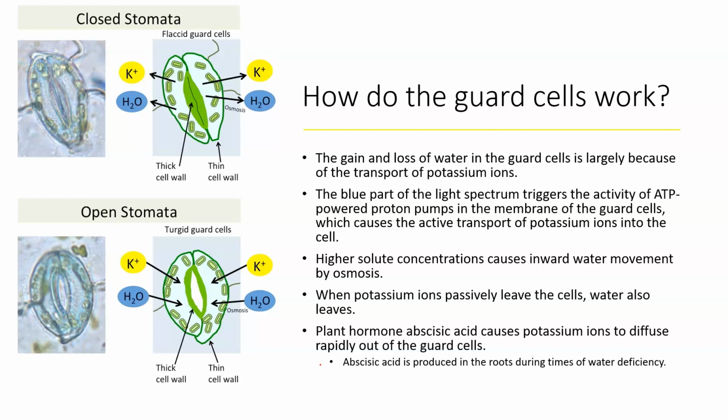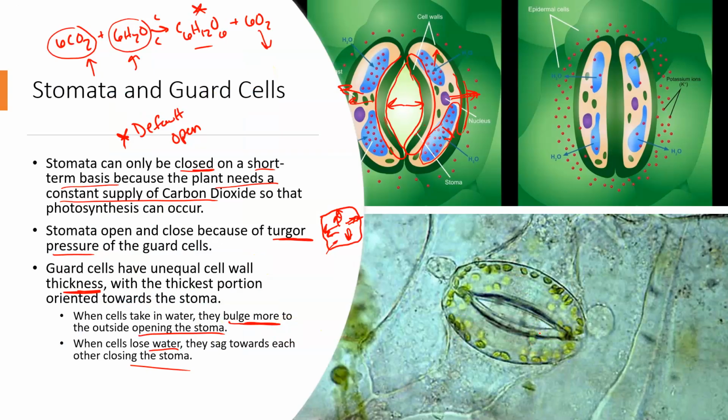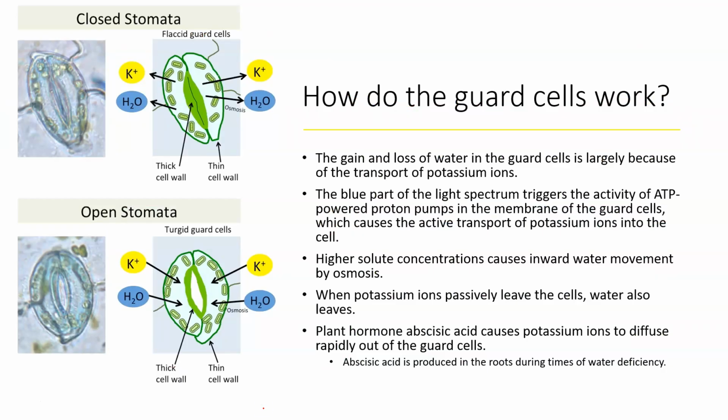They actually have to do with potassium ions. If you look in this back picture, you can see that there are potassium ions in these particular diagrams as well. You'll see that in times of water availability, more of the potassium ions are on the inside. When water is scarce, a lot more of the potassium ions are on the outside. So, what does that mean? The gain and loss of water in the guard cells is largely because of the transport of potassium ions. When water is scarce, potassium ions are out. When water is available, potassium ions are in.